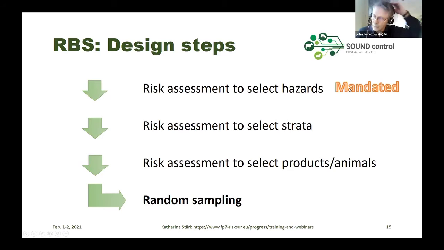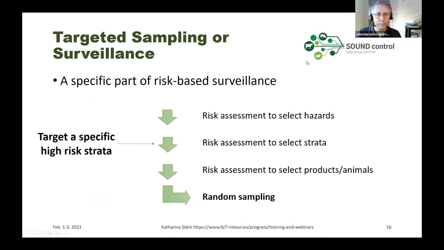It has to be random sampling. And in most cases, as many of you pointed out, the hazards that are the most important are defined by international recommendations and international regulations. So they're mandated. So we'll talk about targeted sampling or targeted surveillance, which I talked about this morning. This is an older term than risk-based surveillance, and it's about targeting a specific high-risk strata to sample at to estimate whatever it is you're wanting to measure with your surveillance system.